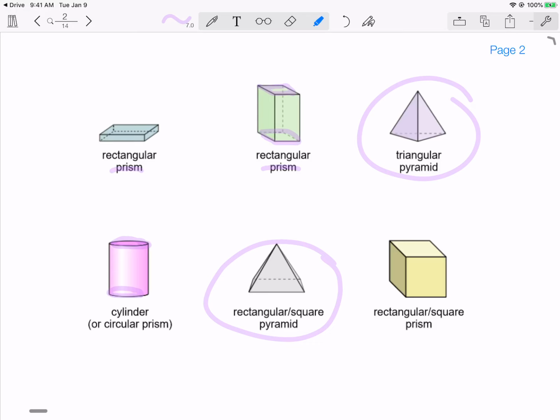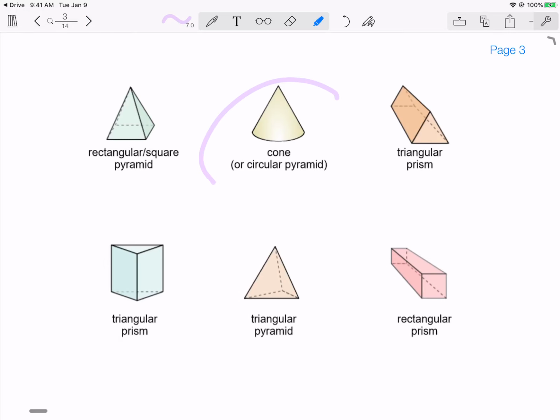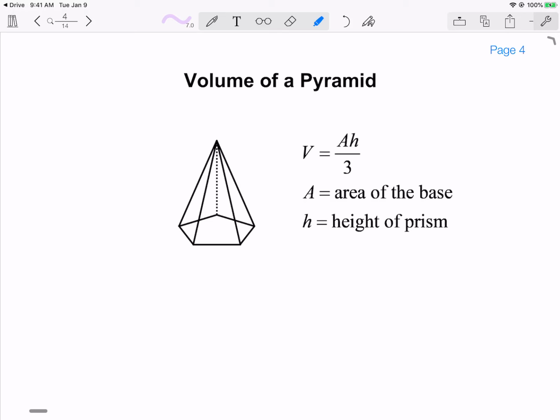So when we're looking at pyramids and then at cones, notice that things meet at a point. So that's where the difference comes in. You have to be able to recognize these shapes so you know to use the proper formula. So the volume of a pyramid is very much the same as the volume of a prism, only you divide it by 3.